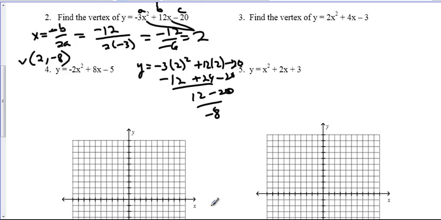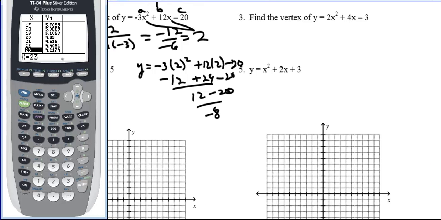The other way you learned was by using your graphing calculator. There it is. The way we did that was we went into our y equals and we typed our equation in. So in this case, it's 2x squared plus 4x minus 3.